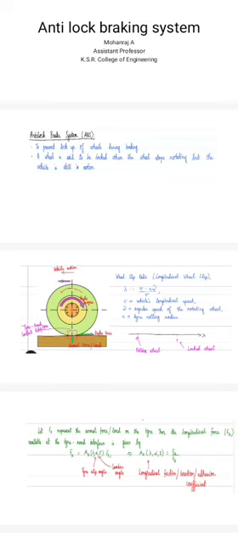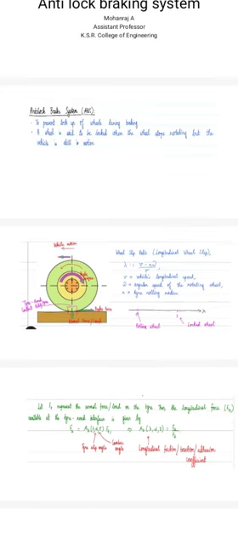When the wheel is locked, all these things will happen. So when we apply ABS, the system does not allow the wheel to lock. We can say the simple definition of ABS: it is a safety system that prevents wheel locking during braking and helps maintain steering control.